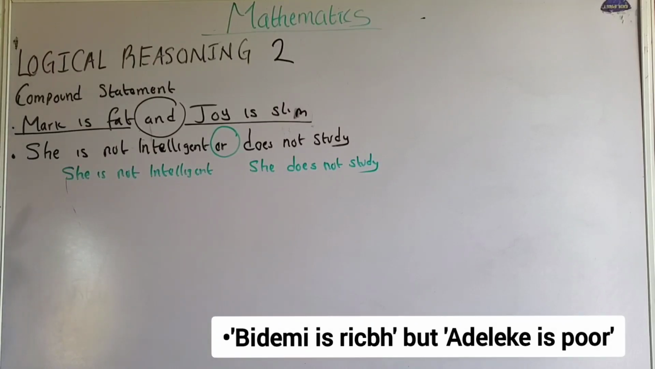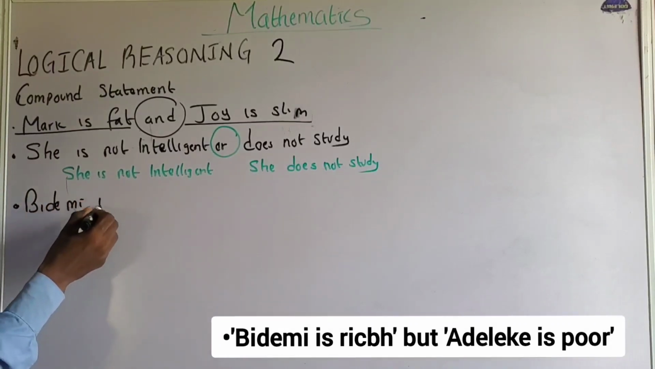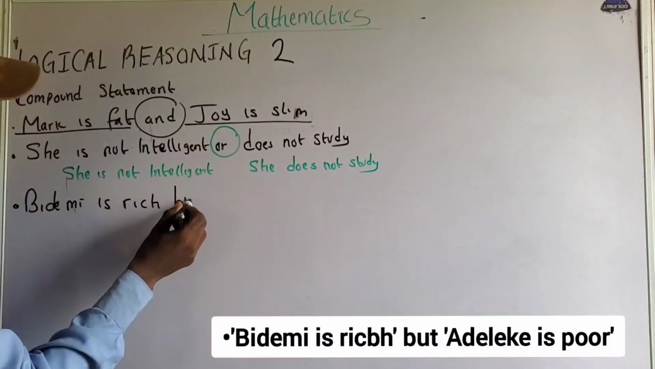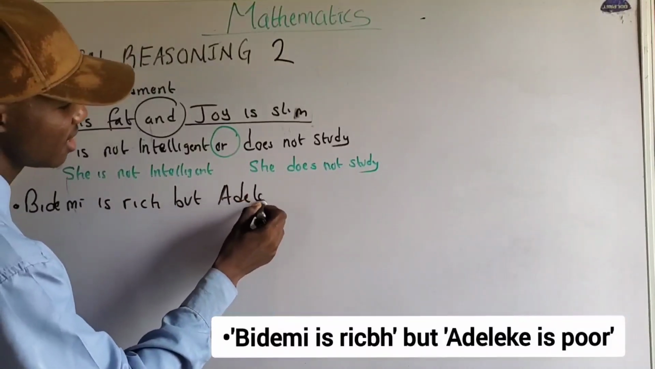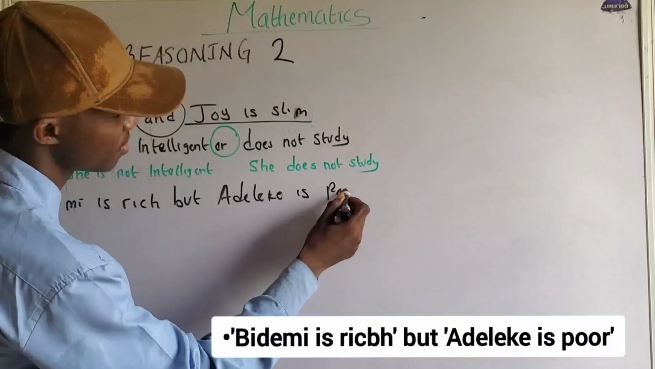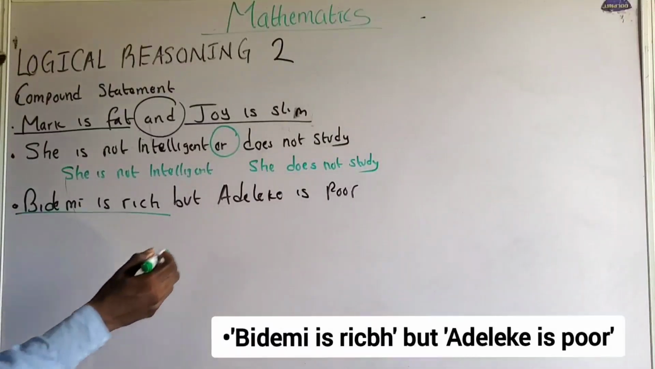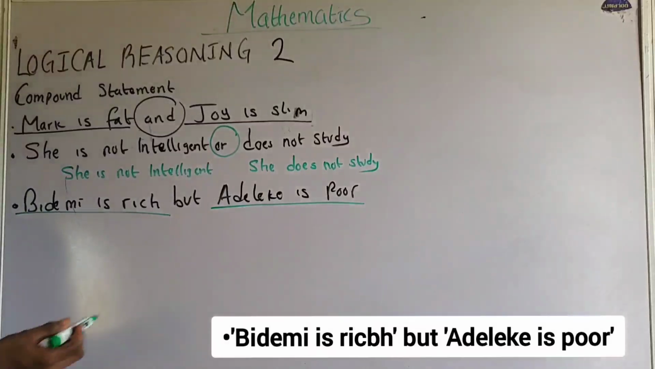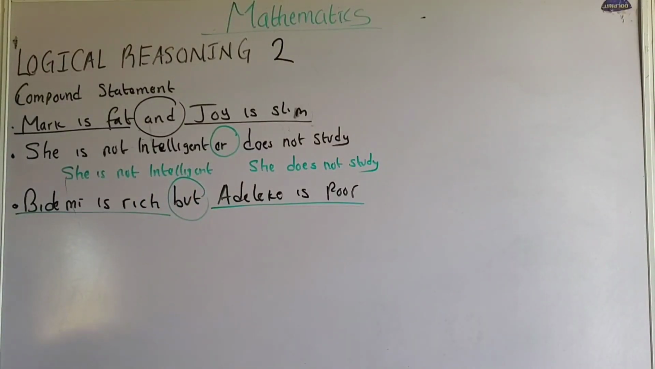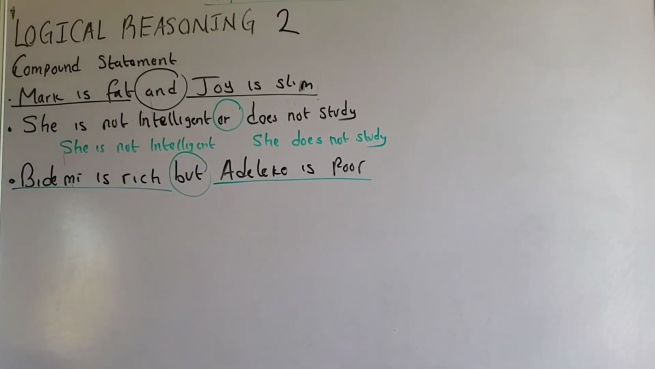Now, let us look at more examples. Bidemi is rich, but Adeleke is poor. You can see now, this is also another example of a compound statement, and the reason is because we have two statements: number one, Bidemi is rich, and Adeleke is poor. So the connective there is what? Are you getting what I'm trying to say? So all these examples that you see on the board are compound statements.